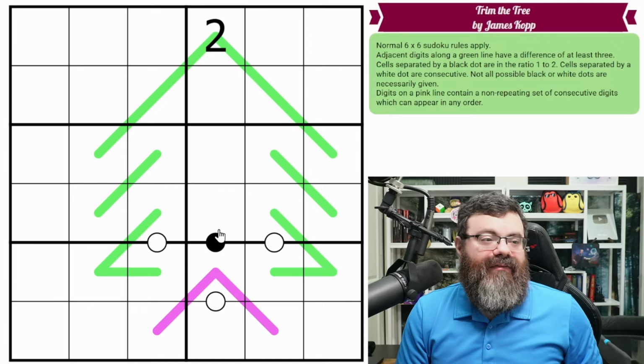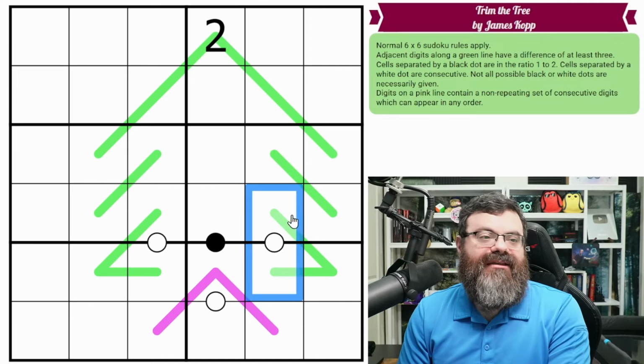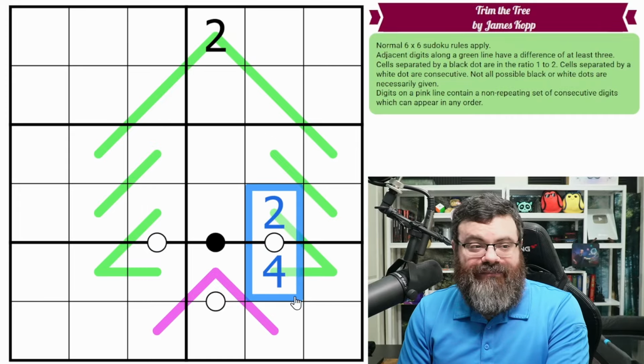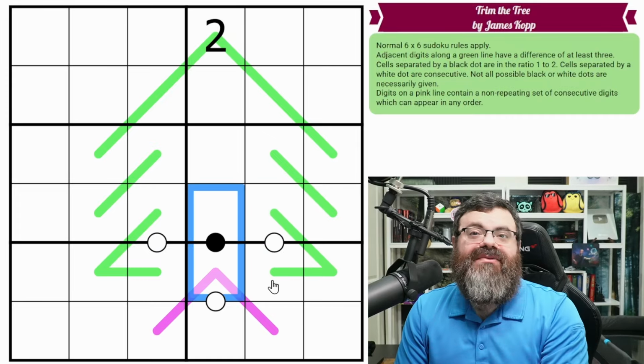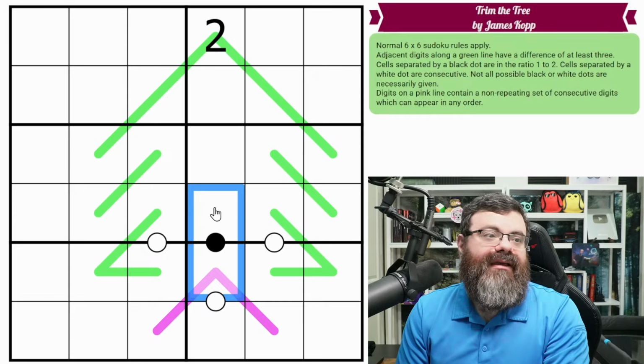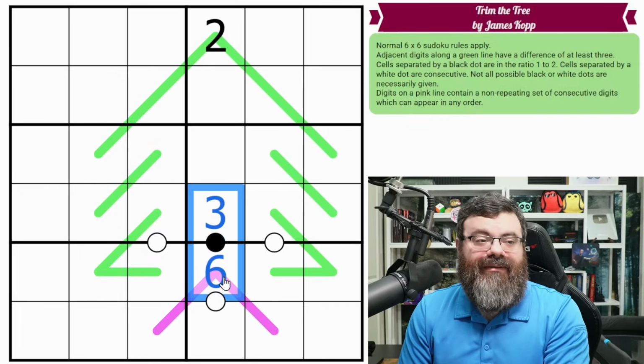All right, we also have black and white dots in the grid. White dots separate consecutive digits, so 2, 3, for example. Can't do 2, 4, those are not consecutive. Black dots separate digits with a 1 to 2 ratio, so the bigger one is exactly double the smaller one. So if this was, say, a 3, then this could be 6. 6 is exactly double 3.